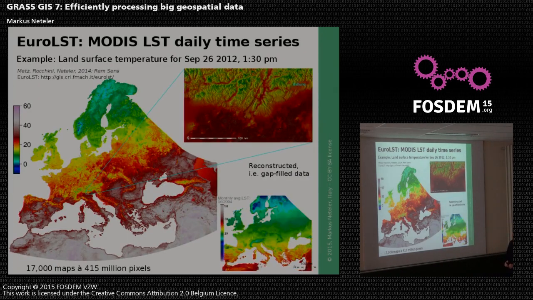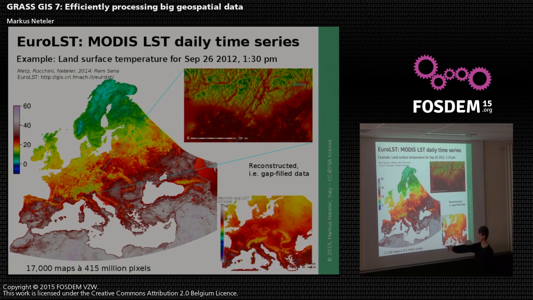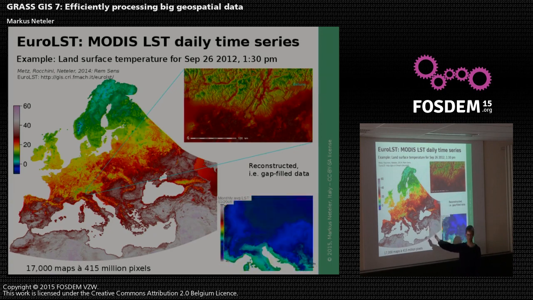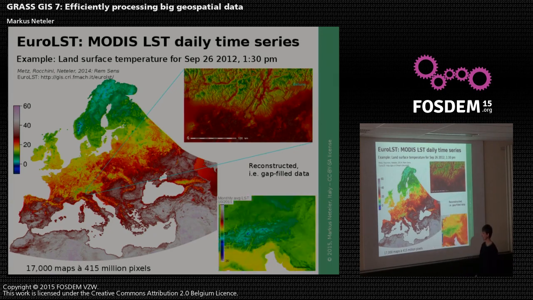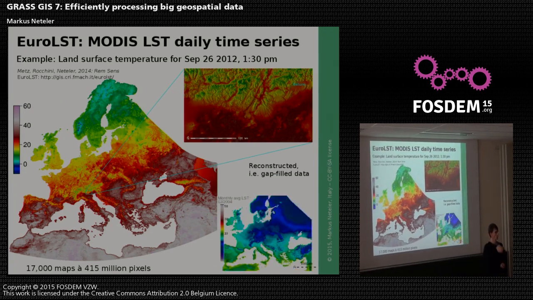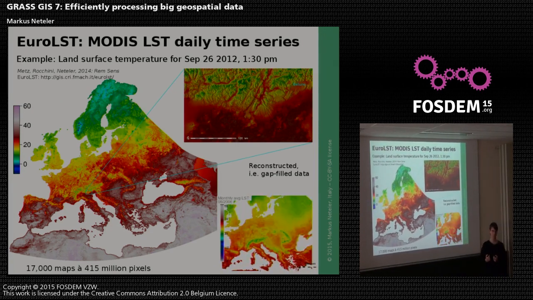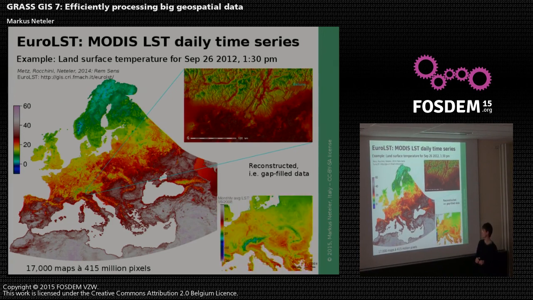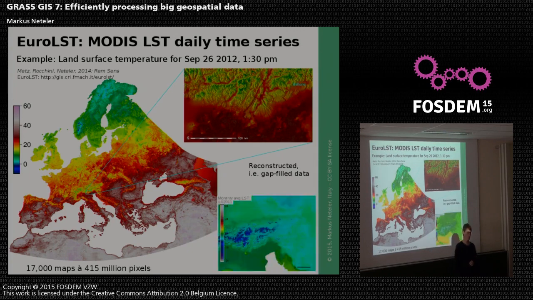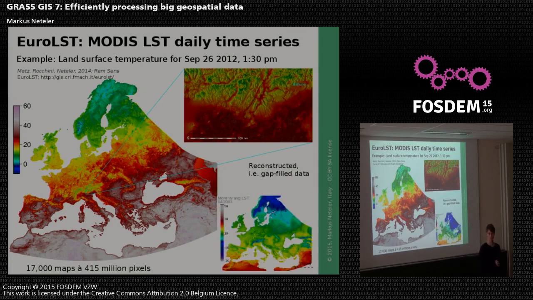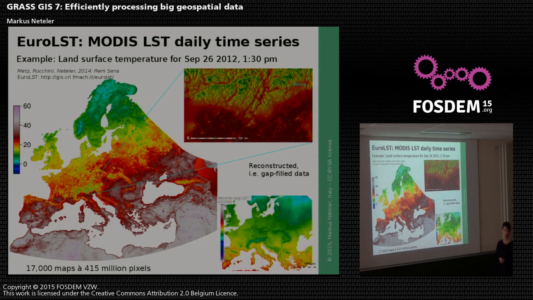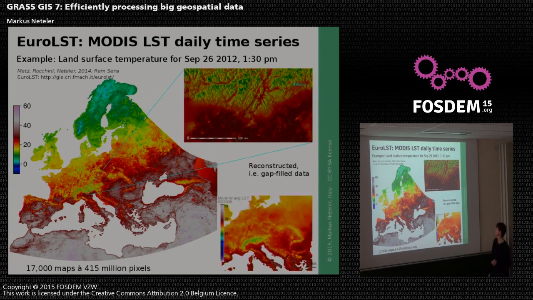So this is an example, one map out of 17,000 maps at a time. So we have been processing the entire archive of Europe, or covering Europe. Each map has something like 415 million pixels. And to construct, or let's say calculate, this map, we have 9 different input maps. So we are multiplying this by 9, we are almost close to over 4 billion pixels at this point. And this is something which you can now easily do in Rasdaman 7. In 6, forget it. So in 7, you can do that.